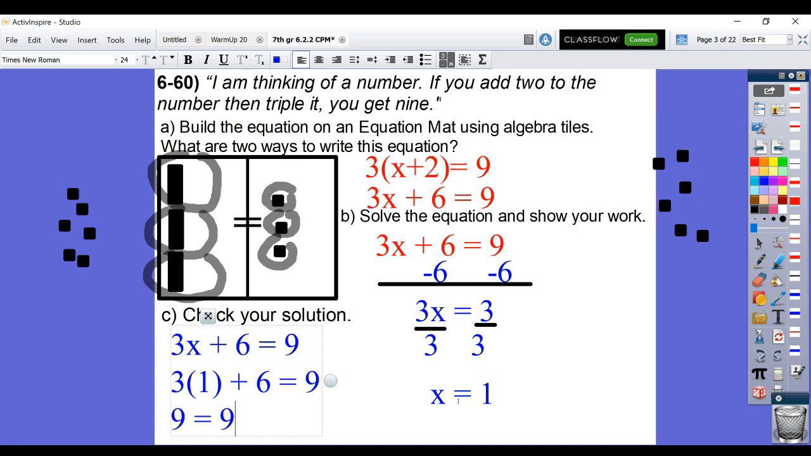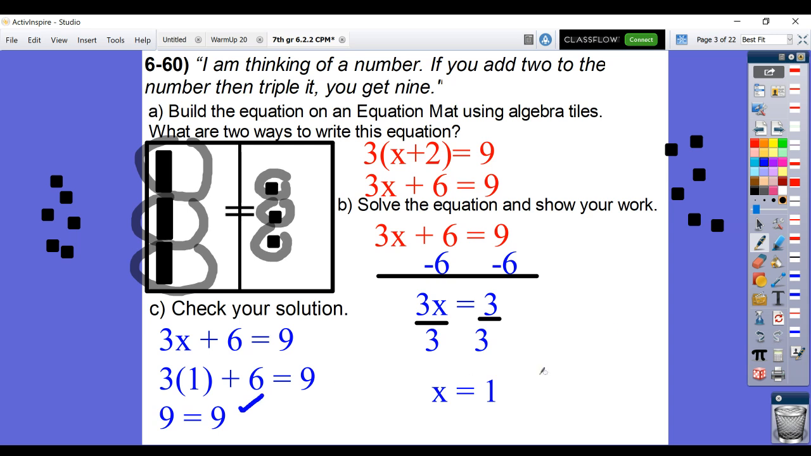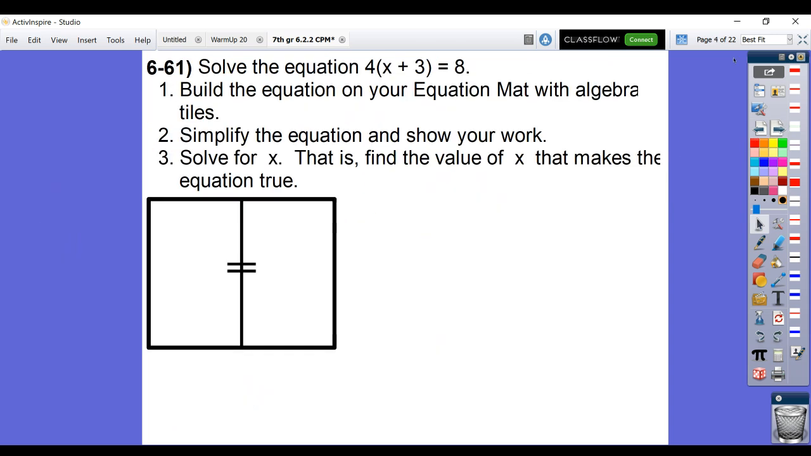9 would equal 9. And then we show a check mark to indicate that we have checked it and that it comes out correctly. If the left side equals the right side, then we have proven that our solution is correct. We have proven that we've checked our equation and that it does meet the requirements. It does satisfy the initial equation or statement.